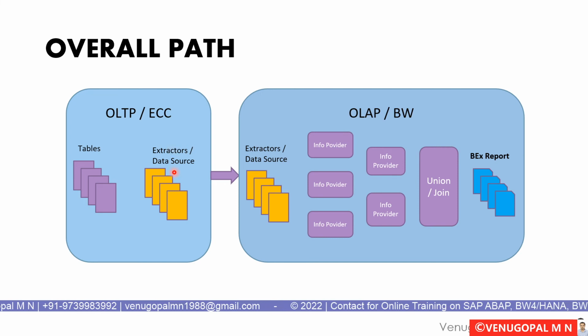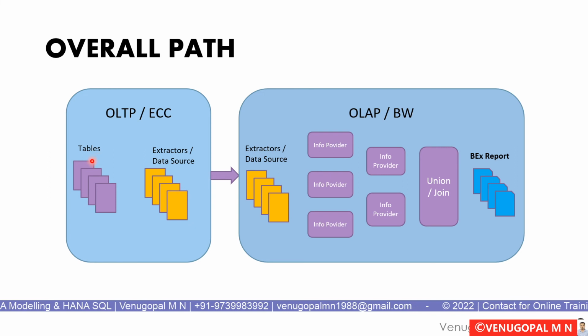On the ECC side, you will create something called an extractor. This is actual BW terminology which I am telling you now. So we will create an object called an extractor, and for the extractor you will use tables as a source. You can combine multiple tables at the extractor level, or else create a separate extractor for each table. You have that option also. You will design an extractor to bring data from a single table or more than one table. It's up to you while designing, based on the scenario.